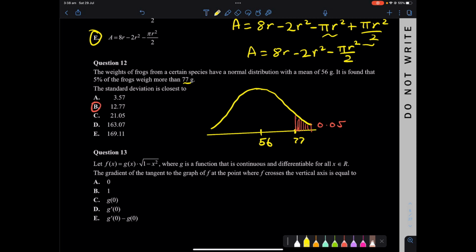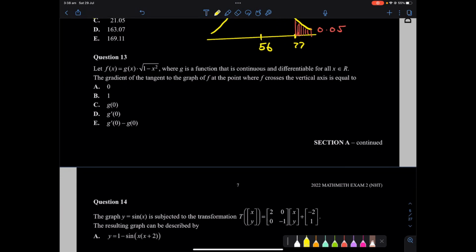Okay, B is your answer. Question 13. If f of x is equal to g of x, where g of x is a function that is continuous and differentiable for all values of x, the gradient of the tangent to the graph of f at the point where it crosses the vertical axis is... So it crosses the vertical axis. We know on the vertical axis x equals 0.